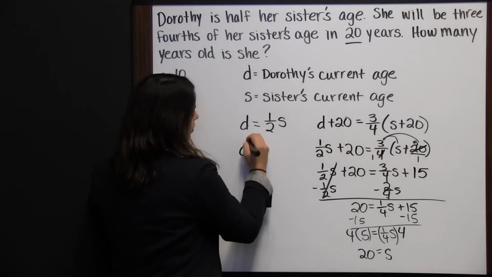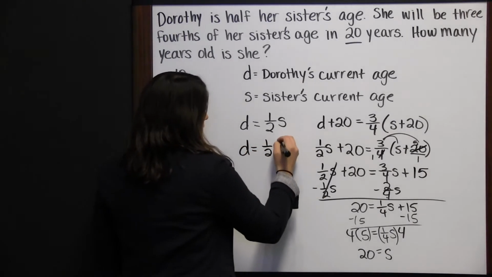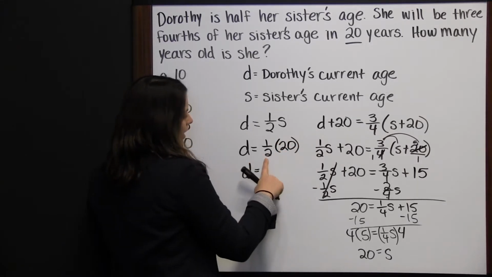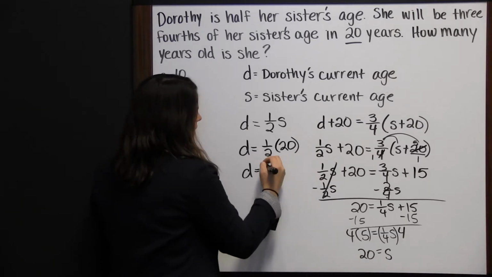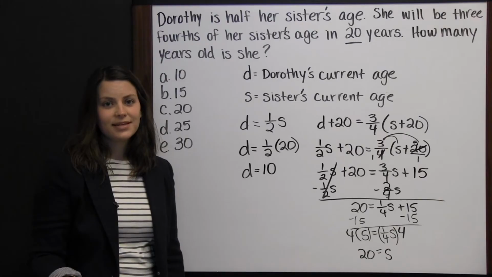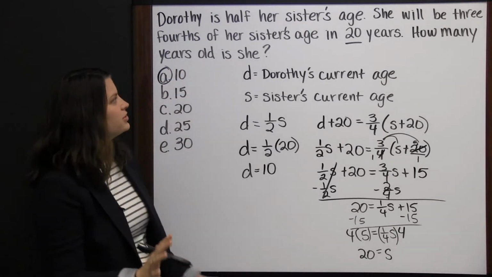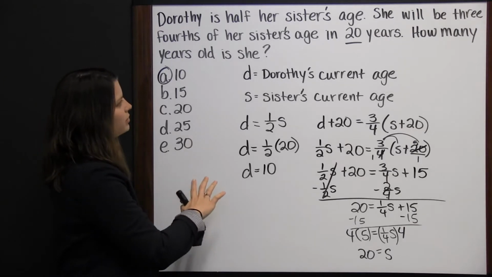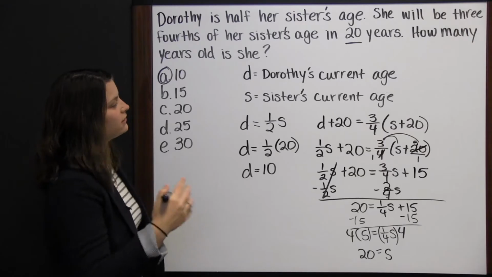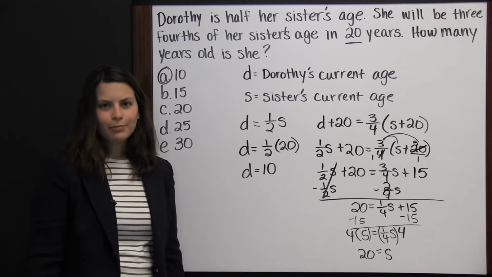Well, remember that Dorothy is half of her sister's age. So since we now know her sister's age is 20, we know that Dorothy is half of that, and half of 20 is 10. So that means Dorothy is 10 years old. You could have solved this also by just kind of playing with the numbers, playing with the answers, and seeing which ones would work with the information you were given. But I always love to solve a good algebra problem.